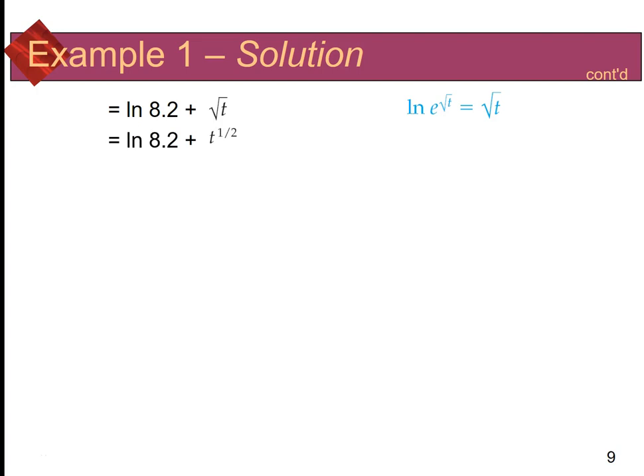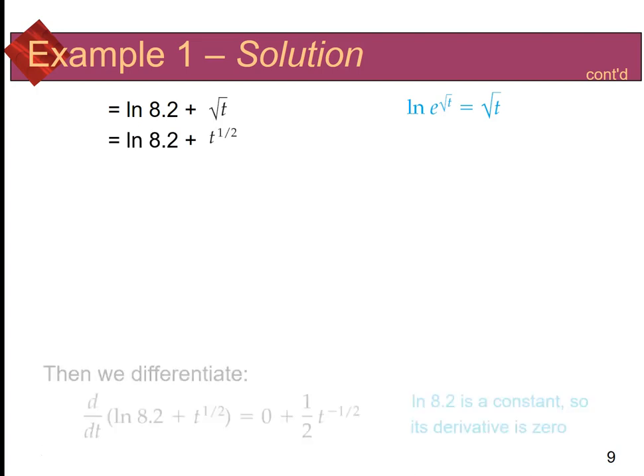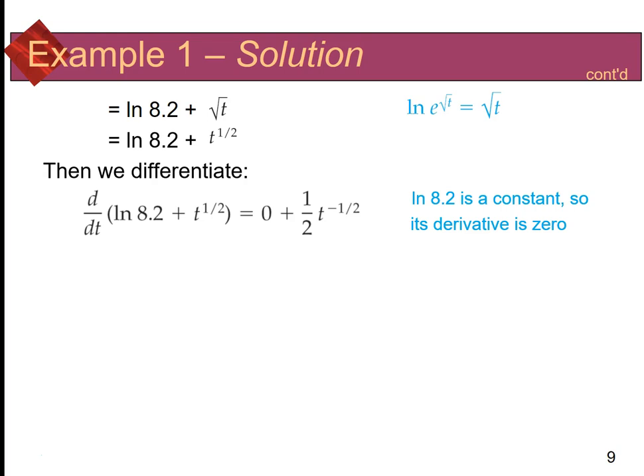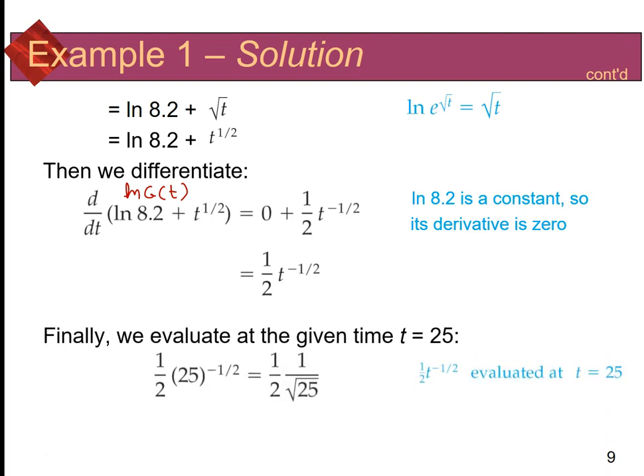Now I'm going to do the derivative. I'm going to turn the square root into the 1/2 power next. And now I'm going to do the derivative of that, because this is the natural log of g of t. So I take the derivative of this and I get 0 plus 1/2 t to the negative 1/2, because the 0 just goes away. And then at this point I can calculate what happens when t equals 25, and I get essentially a rate of change of 0.10.